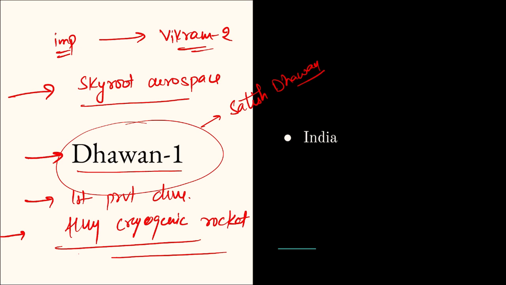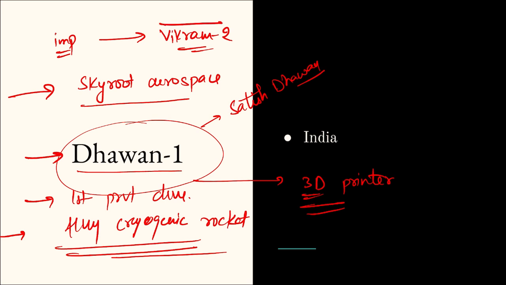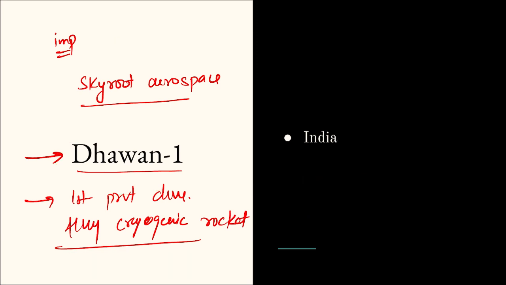All right. Then remember this Dhawan-1, the fully cryogenic rocket engine, was made using a 3D printer. A 3D printer was used to make this Dhawan-1, the fully cryogenic rocket engine that will be used in Vikram 2, and this has been test fired by which organization? By Skyroot Aerospace, a Hyderabad based space technology startup.